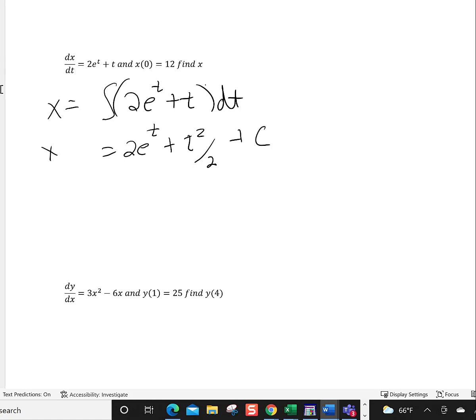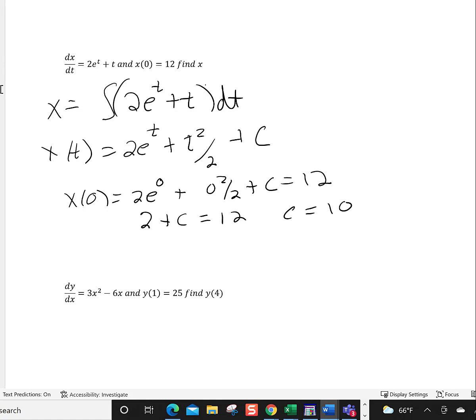Remember, I have plus c. C is what I'm trying to figure out. So this says if I plug in 0, so this will be x of t. X of 0 is 2e to the 0 plus 0 squared over 2 plus c, and that says that's 12. E to the 0 is 1, so 2 times 1, this is 2. 0 squared over 2 is 0, so I have plus c is 12. I can see c is 10. So x of t is going to be 2e to the t plus t squared over 2 plus 10.